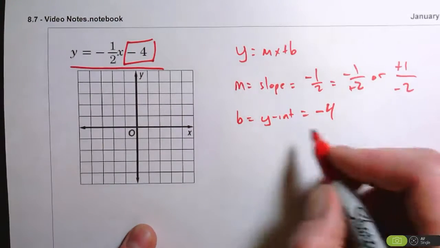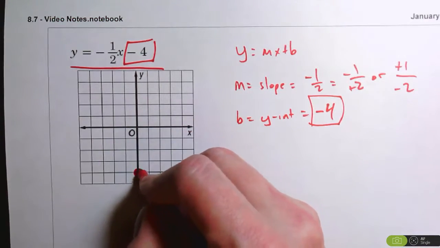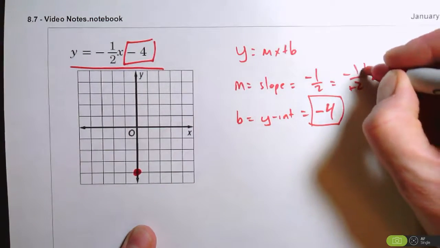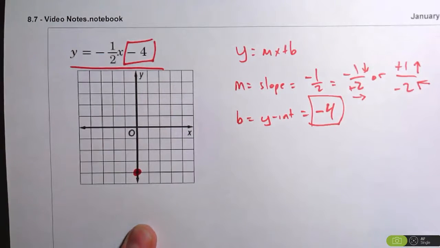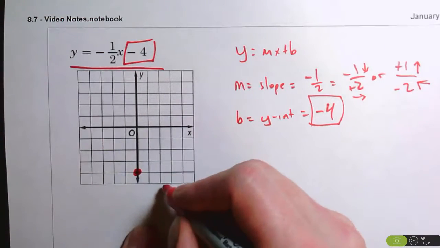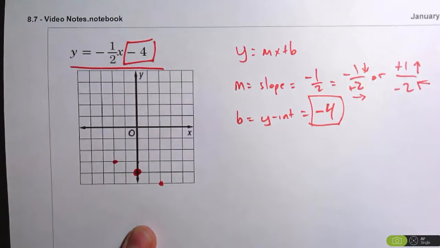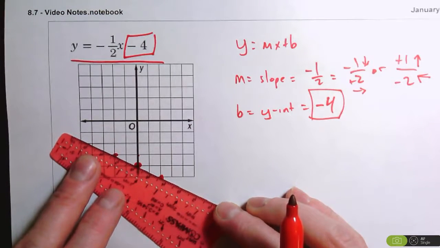So if I'm going to graph this, the first thing I do is I plot the y-intercept, so I go down to negative 4 on the y-axis. And this line is either down 1, right 2, or up 1, left 2. So down 1, right 2, or up 1, left 2. Okay. And notice all three of them line up. Graph a line through it.